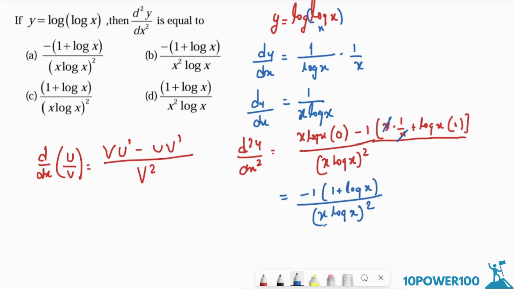I hope, yeah, so we have already arrived at the answer. It is minus of 1 plus log x, divided by x log x the whole square. Option E is the answer.